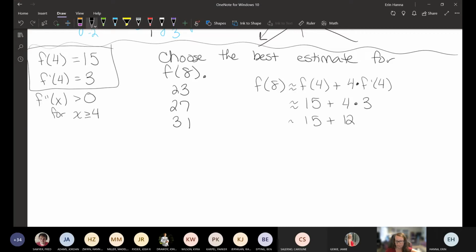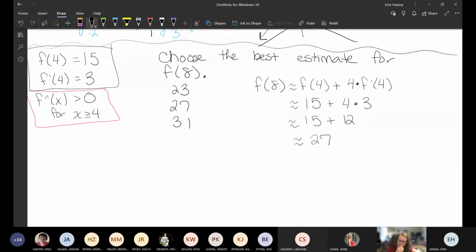27. Oh, there it goes. So that might make you think that the answer should be 27, but it's actually not going to be 27. The reason for that is because remember that this process is purely an estimation, and the fact that they give us this extra piece of information here is actually going to help us make a better estimate.